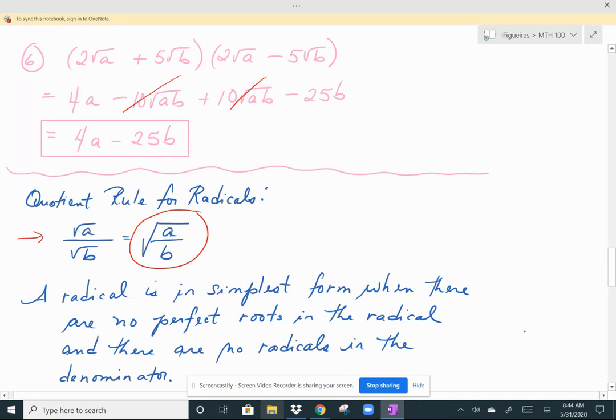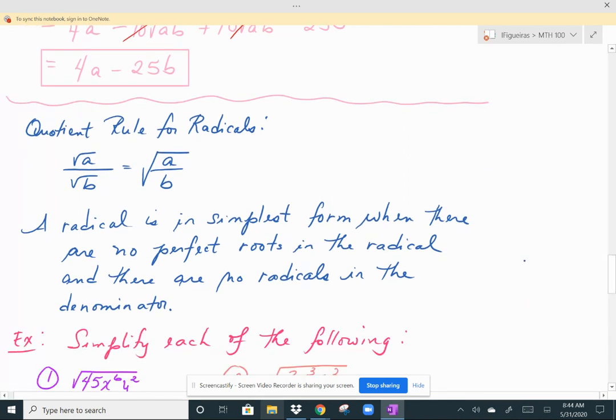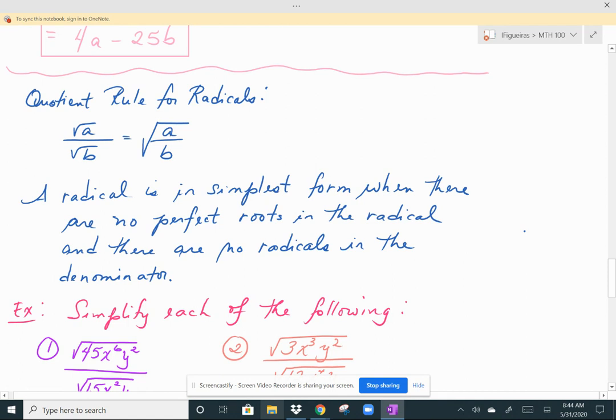An important thing to remember with division is that a radical is in simplest form when there are no perfect roots in the radical, which is what we've done up until now, worrying about taking out perfect square roots from the radical. But in addition, you cannot have radicals in the denominator. If you have a radical in the denominator, you need to get rid of it. And there are two skills that you're going to learn in order to do that.